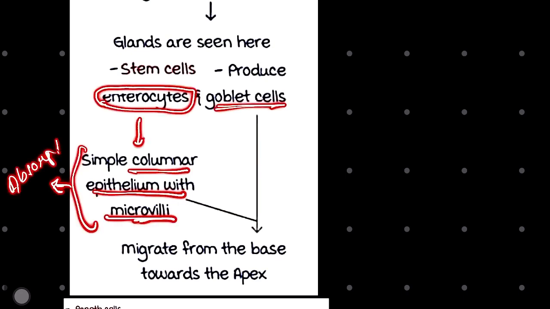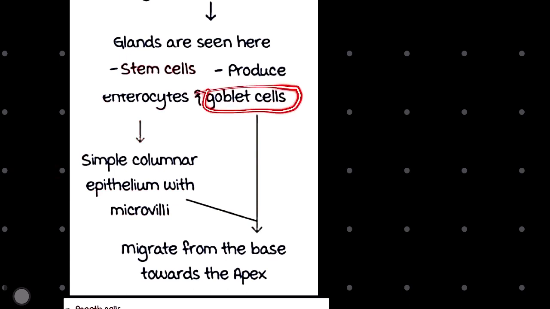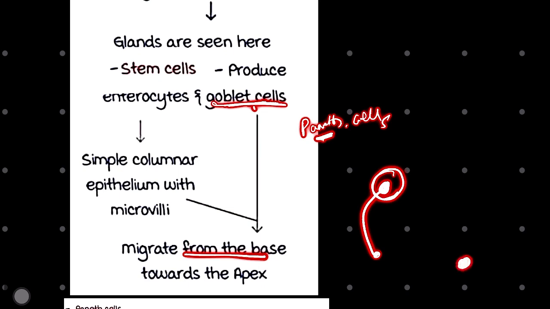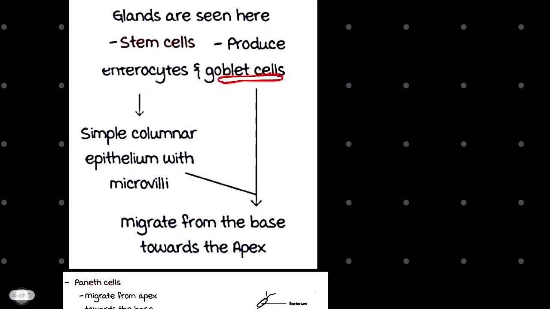Talking about goblet cells, what are these goblet cells? There are two cells, just to make it clear: one is goblet cells and another is Paneth cells, right? Now talking about goblet cells, what is happening is these goblet cells migrate from base to apex. What are the locations of goblet cells? They migrate from base toward apex, right?